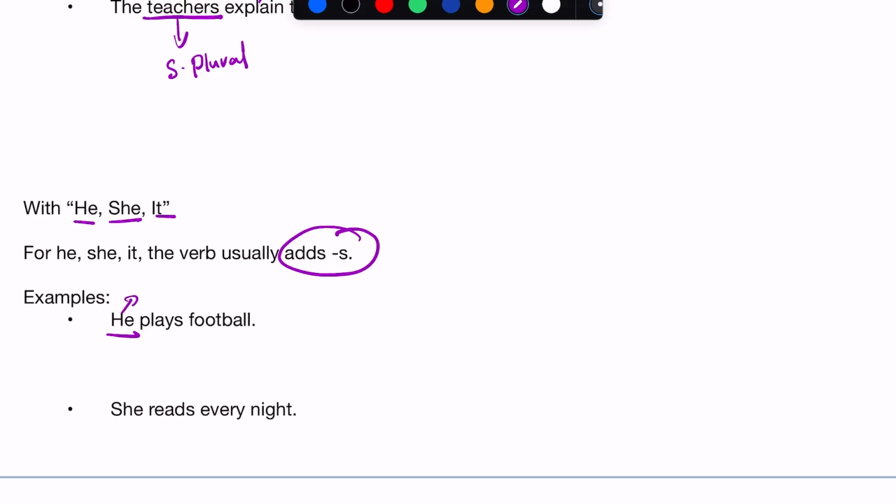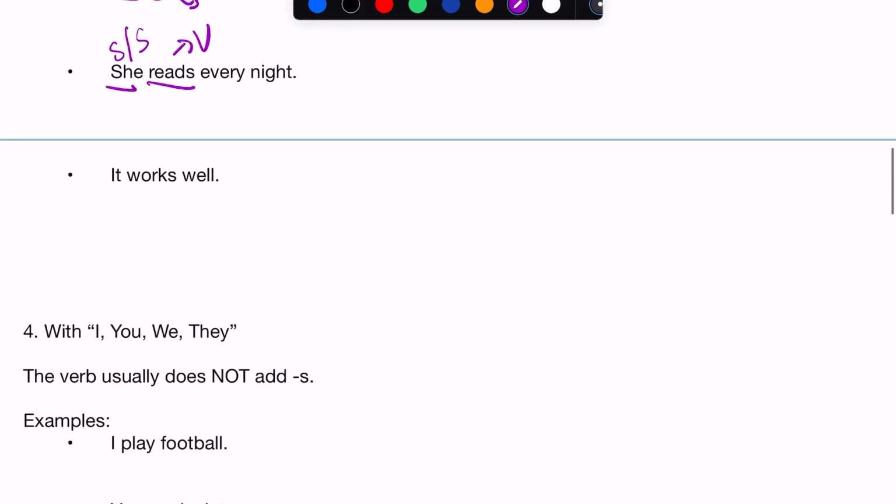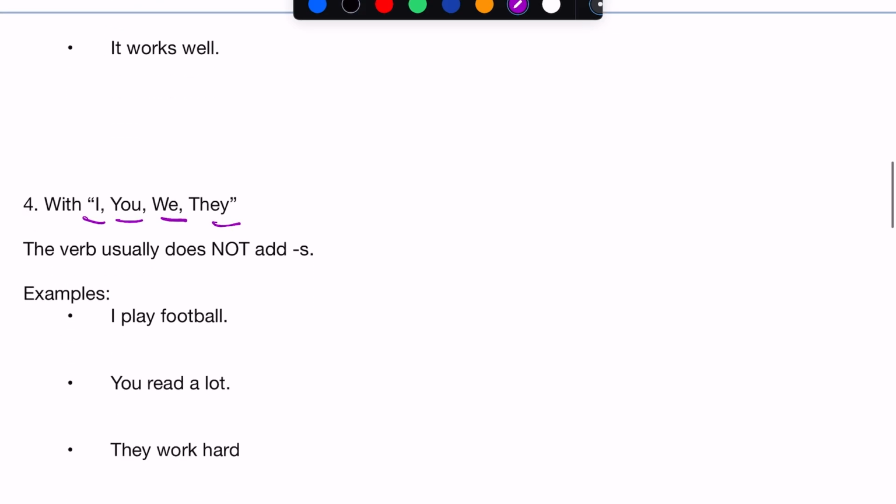So he is a subject, it's singular, and plays is the verb, so it ends with an S. She is the subject, singular, reads is the verb, so it ends with an S. When we look at I, you, we, they, none of them has an S on the verb. I play football. You don't say I plays football. You don't say you reads a lot. Instead, we say you read a lot. So you is the subject, and then read is the verb here.